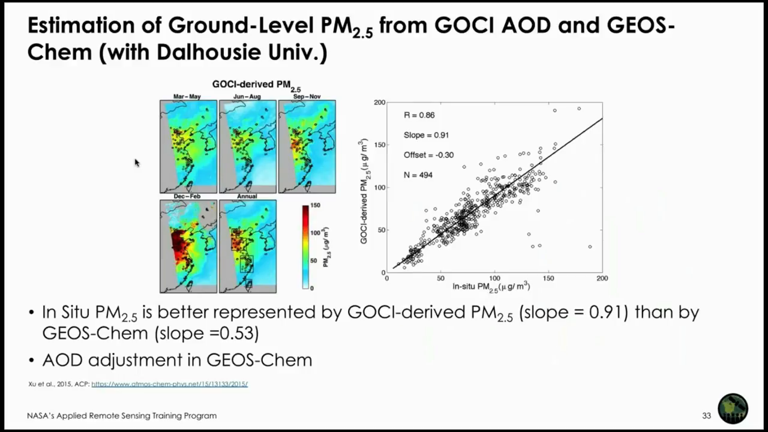This is another collaboration work with Dalhousie University. GOCI AOD is used to adjust the GEOS-Chem air quality model result. Before the adjustment, the slope of the linear regression line between the model and ground-based measurement was about 0.5. But after the adjustment, the slope changed to 0.9, like in the right figure. This study generates PM2.5 distribution with very high accuracy over eastern China in each season. We can see low PM2.5 during the spring, summer and autumn seasons, and very high PM2.5 during the winter season, December to February.